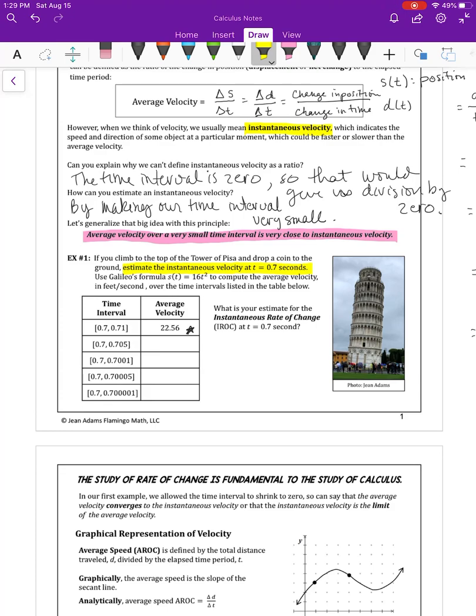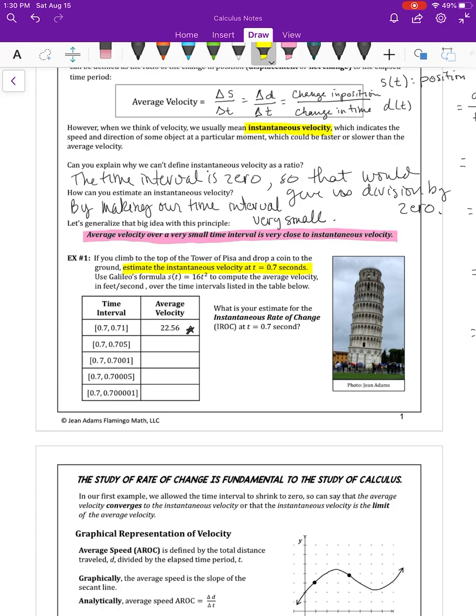Galileo's formula is for free fall. It is the distance that an object travels when it's only being pulled down by gravity. So if I dropped a coin off the top of the Tower of Pisa, the reason it's falling is gravity, right? It's not like I threw it. I didn't give it an initial velocity. I just dropped it. And so this function is what we're going to use as our position function, or our distance function.